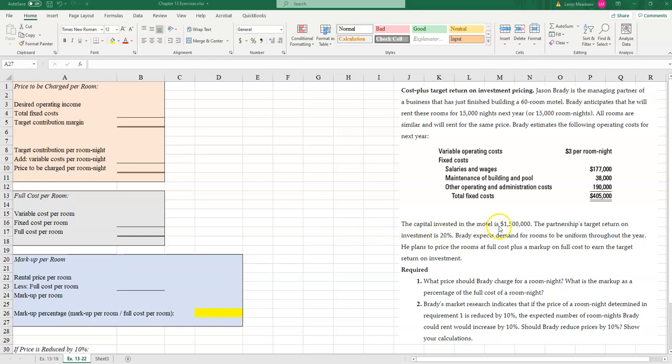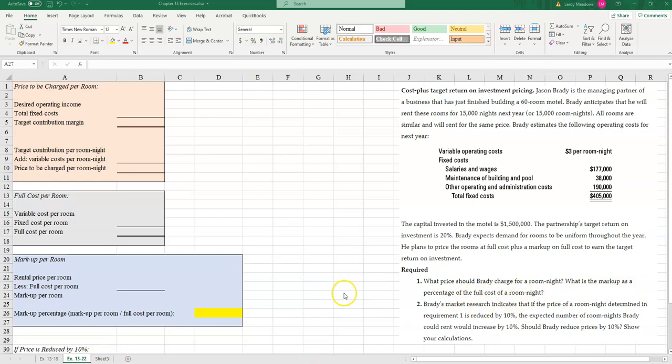Now the capital invested in the motel is $1,500,000. The partnership's target return on investment is 20%. Brady expects demand for rooms to be uniform throughout the year. He plans to price the rooms at full cost plus a markup on full cost to earn the target return on investment. So the first question is, what price should Brady charge for a room night? What is the markup as a percentage of the full cost of a room night?